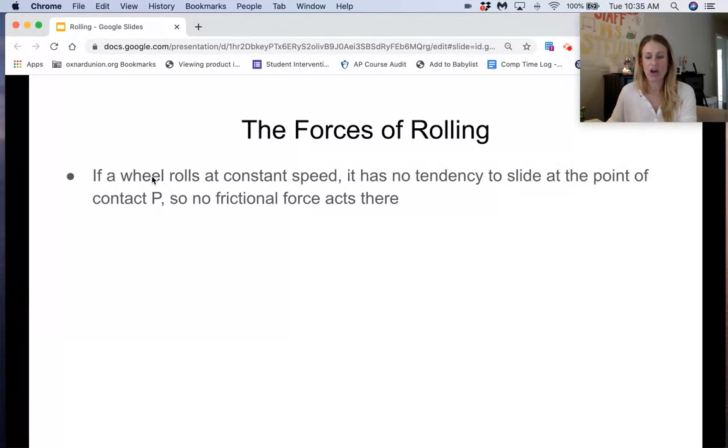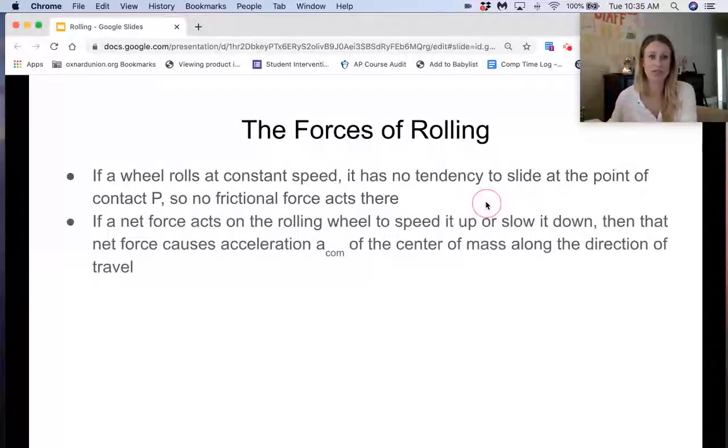That means our angular velocity is constant, our linear velocity is constant, okay? It's not accelerating at all, linearly and angularly, all right? Because it's not accelerating, there are no frictional forces acting at the point of contact.